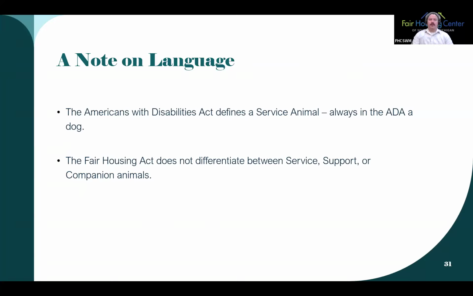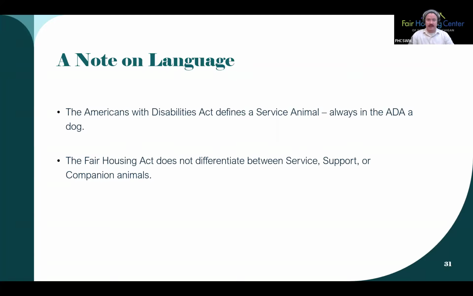So again, we refer to the animals that help a person with symptoms of their disability as a service, support, or companion animal. Because a person's disability does not exist only within the home, it's useful to maintain these distinctions while remembering that the fair housing laws do not distinguish them. The Americans with Disabilities Act maintains a separate definition for service animals, such as a seeing eye or leading dog for the visually impaired, and that is to protect that animal's use in public spaces.